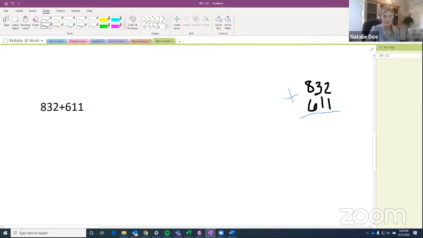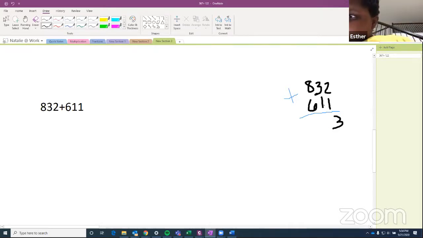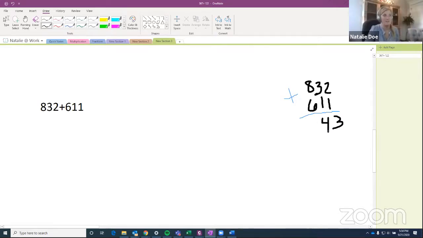All right, same thing. I've lined them up here, starting with the ones place. So these all match. What's 2 plus 1? 3. What's 3 plus 1? 4. And what about 8 plus 6? That's going to be 14. So 1,443. Cool.